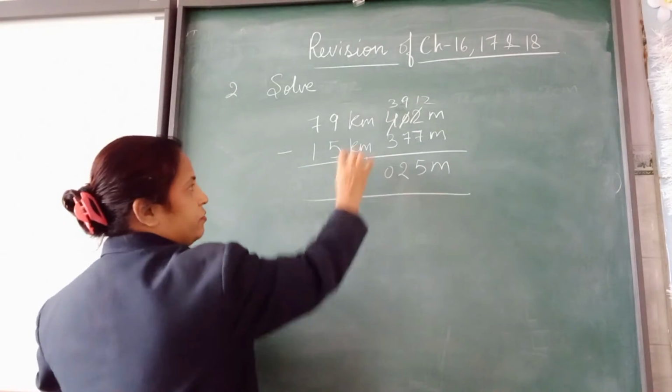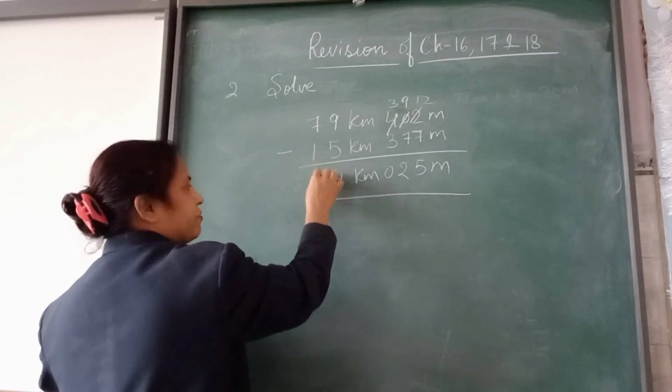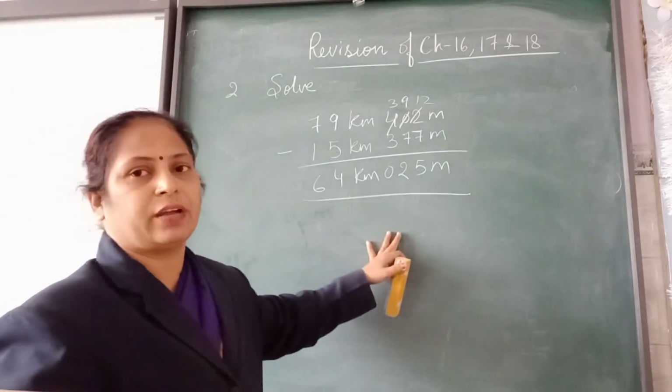Now meter part is solved, come to the kilometer part. 9 minus 5 is 4, and 7 minus 1 is 6. So what is your answer? 64 kilometer 25 meters.